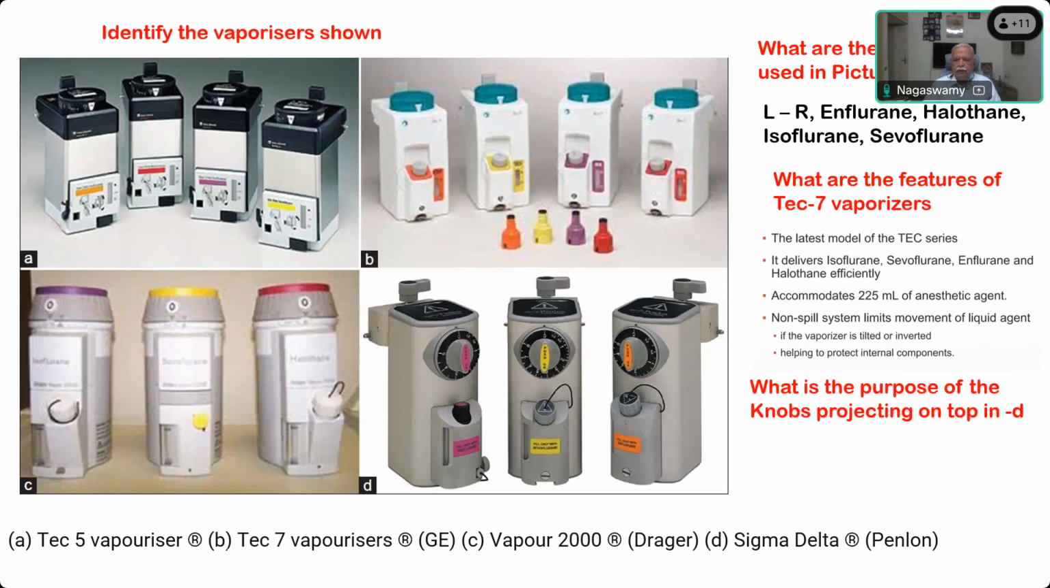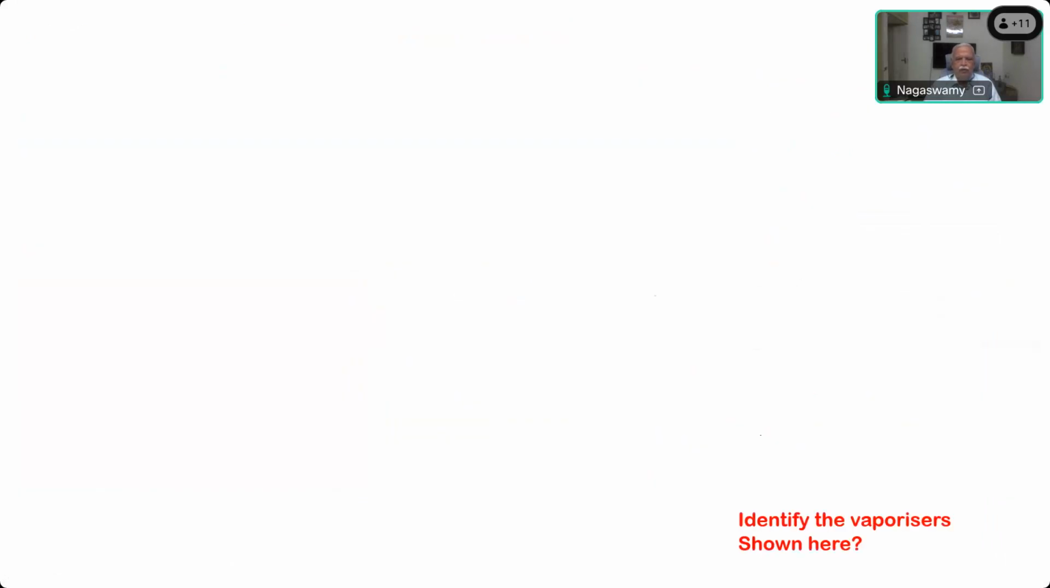What is the purpose of the knobs projecting on the top in picture D? This is D, which is the Pendulum Sigma, and what are these knobs for? They are for removing the locking into the mounting chamber. The Selectatec interlocking system. Very good. It is a Selectatec mounting system knob, which will prevent the use of two vaporizers simultaneously.